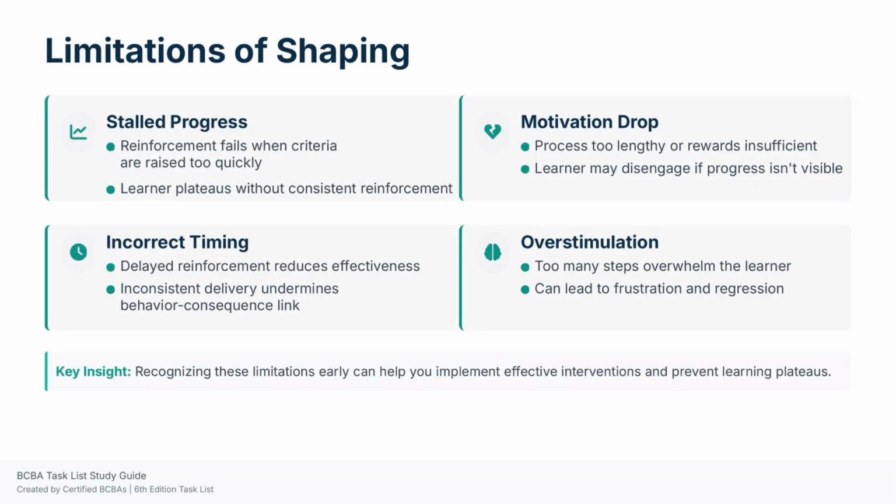Although shaping is very useful, it is not always easy to implement well. One limitation is that progress can stall if the criteria are raised too quickly. When the learner cannot contact reinforcement often enough, responding may weaken. Another issue is that shaping can become slow if the approximations are poorly planned or if the reinforcers are not strong enough. Delayed reinforcement can also weaken the connection between the behavior and the consequence. And if there are too many unclear steps, the learner may become frustrated or disengaged. So shaping is powerful, but it requires careful pacing and good teaching judgment.